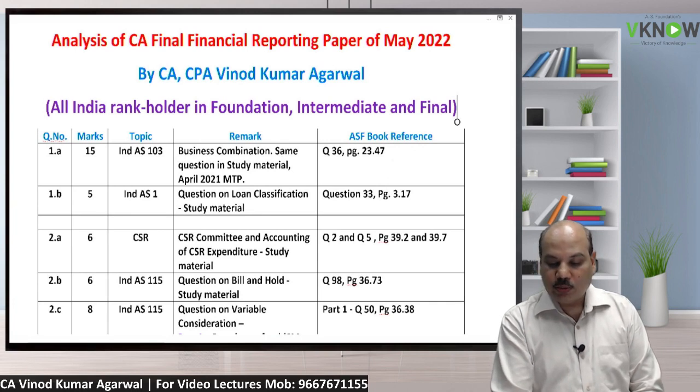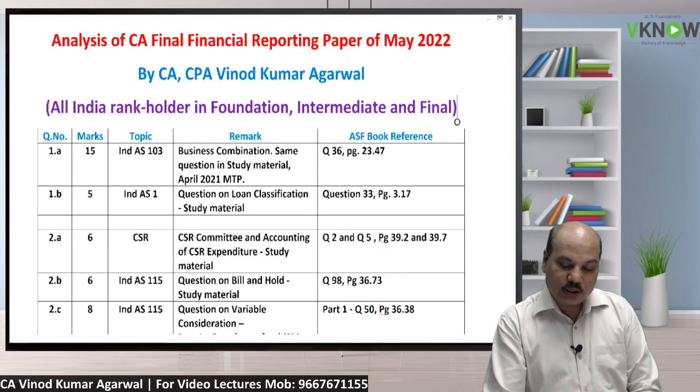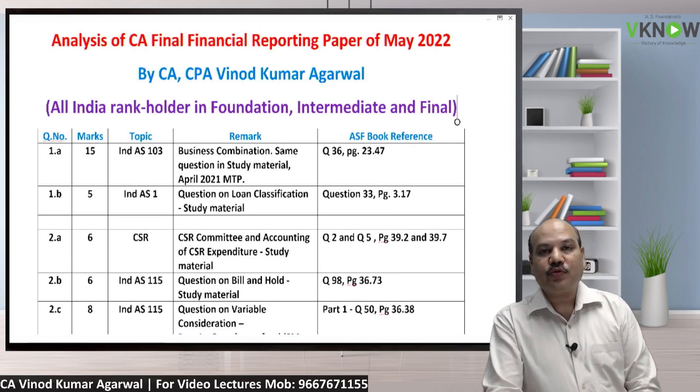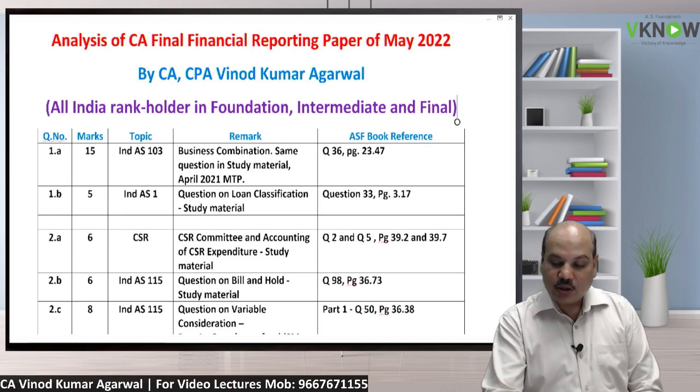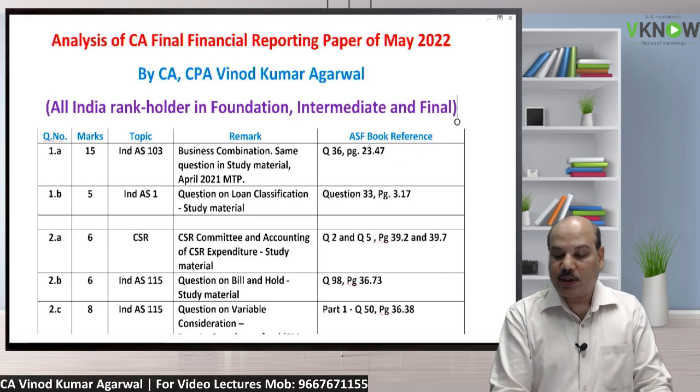Which are the two methods? Full goodwill method and partial goodwill method, where NCI is based on either fair value or proportionate share in net assets. Same question was asked in November 2018 RTP, and we had discussed it in detail in the classroom also. This is question number 53, page 13.41 of our FR class note with solution.